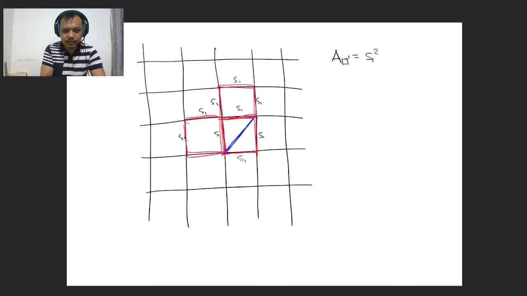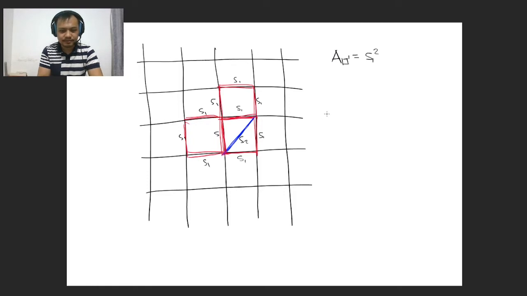S sub 1, S sub 1. But he still wants to figure out the length of S sub 2. That's why we call it S sub 1. Because this blue length right here, this diagonal, that's S sub 2. But he established a relationship, okay? He established a relationship between these two squares and this one diagonal.